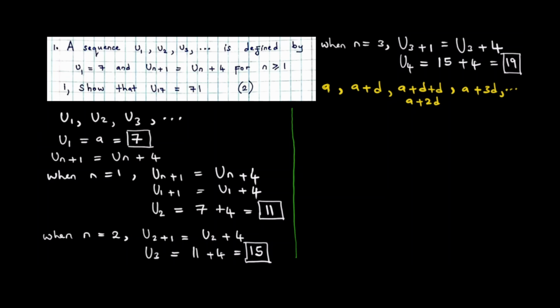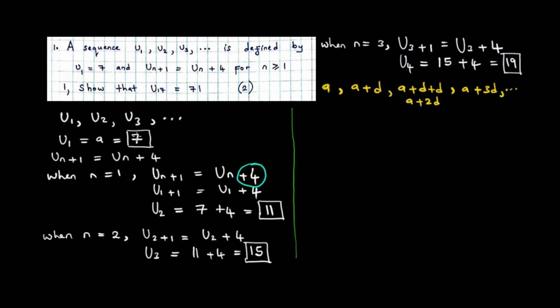Because here we have a situation where every term, from the first term, when n is equal to 1 we get the second term, when n is equal to 2 we get the third term, when n is equal to 3 we get the fourth term. But in all cases we are adding the previous term plus 4.